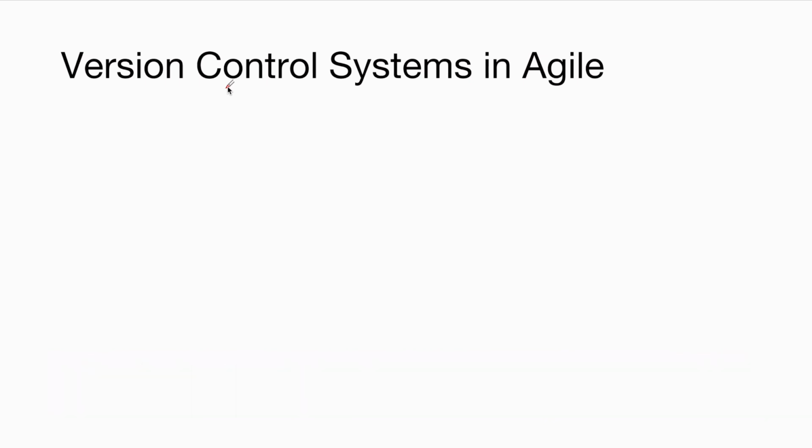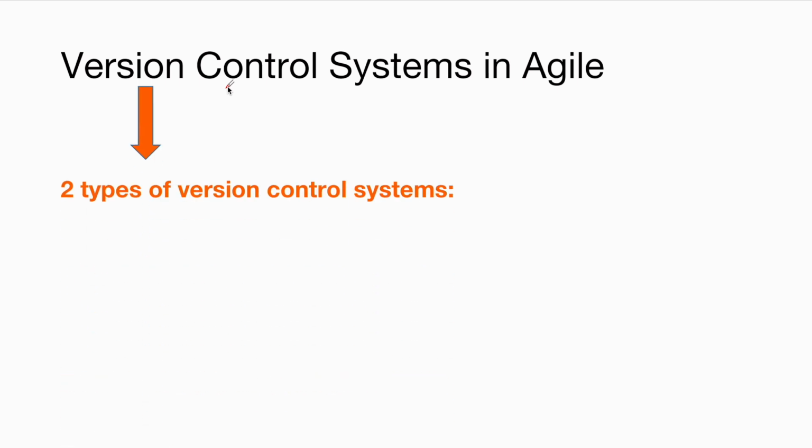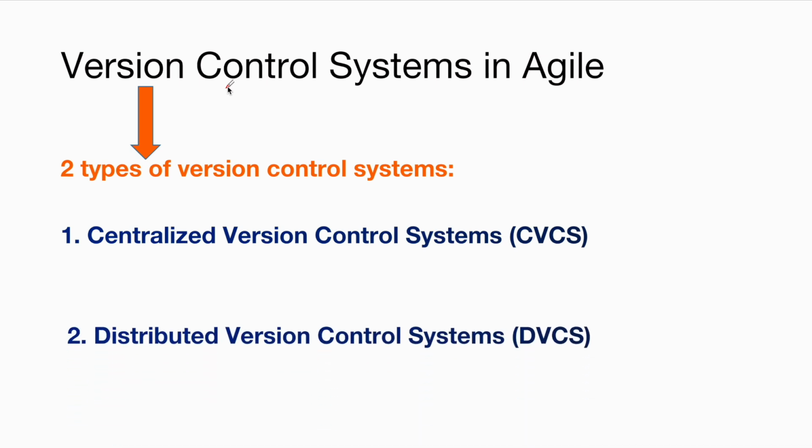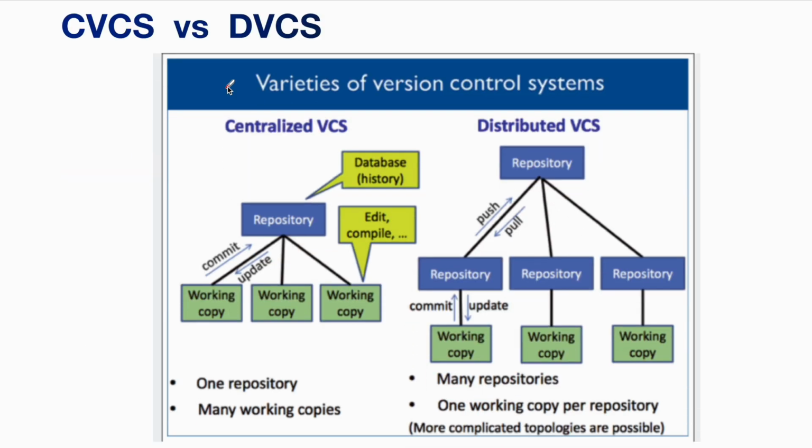There are two different categories of version control systems. One is called centralized version control system. Another one is distributed version control system. Now let us understand both of these version control systems and how they work. This is the diagram which represents the difference between the centralized version control system and distributed version control system.